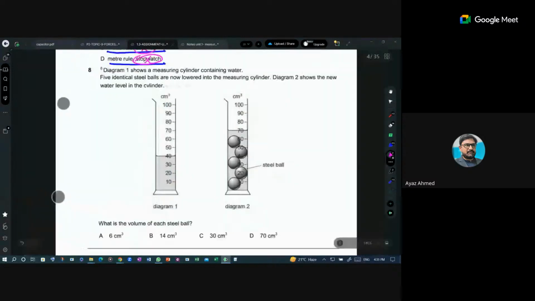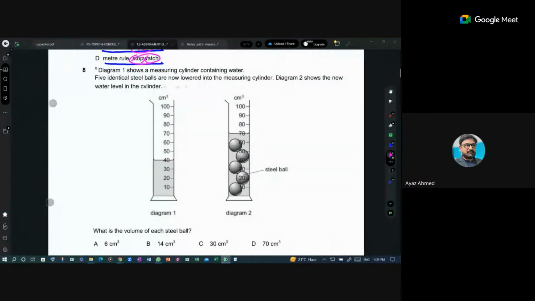Very good question. These are the options in front of you. Diagram one shows the measurements here. In diagram one, only the beaker consists of water, and in diagram two, there are five marbles: one, two, three, four, five marbles inside. The volume one is how much?